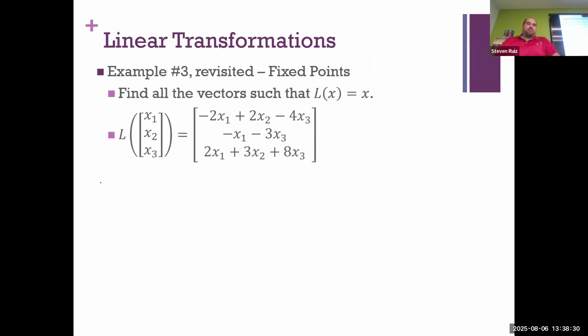I think we said A was 3 by 3, which is already a good start. -2, 2, -4. -1, 0, -3. 2, 3, 8. So if that's what A is, what's the matrix I really want to deal with? I'm going to skip the lambdas because I know what lambda is.